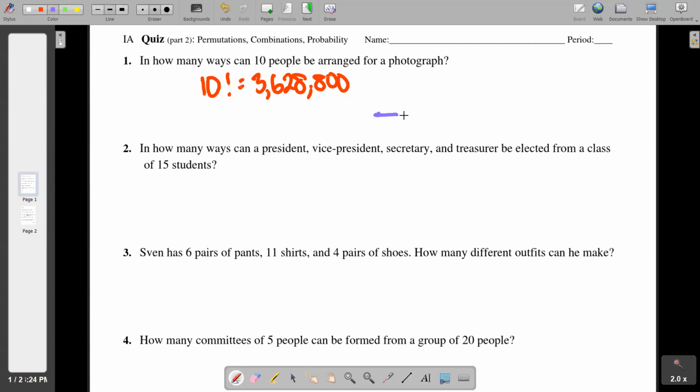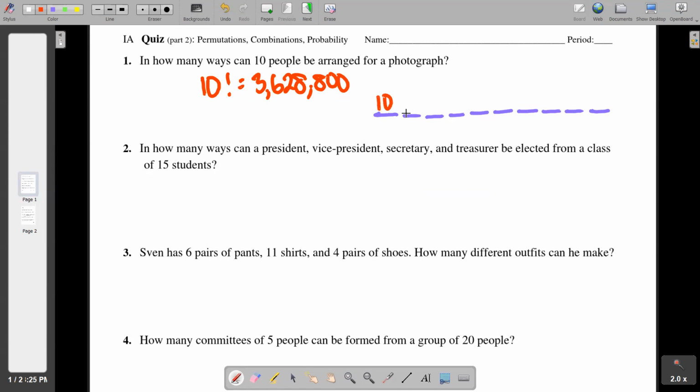Here are the 10 seats of the people being arranged for a photograph. Picture 10 chairs against a wall, 10 people sitting down, and then someone says, okay, I'm going to start placing you. How many people could go on the far left?